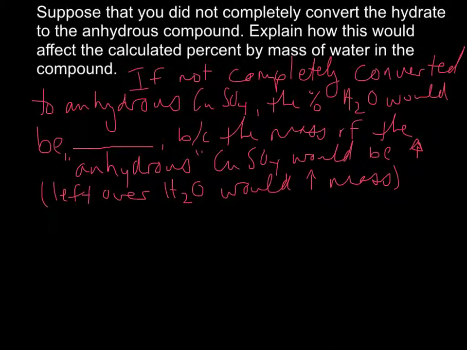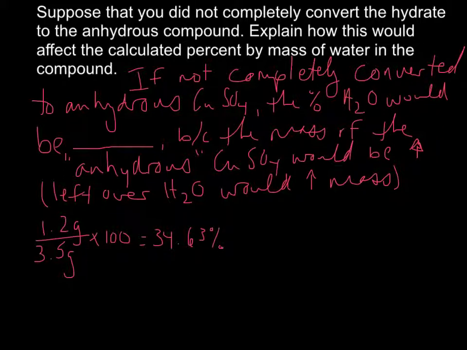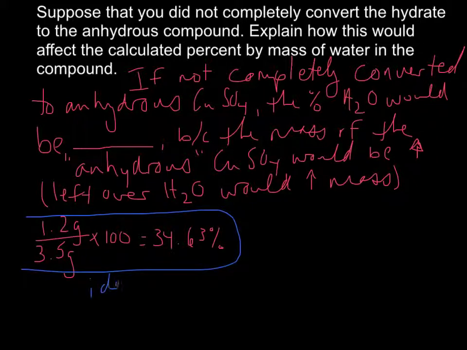So let's look at an example here. Let's say I did this activity and I got 1.2 grams for my mass of water, and my total mass was 3.5 grams. I times by 100, and in an ideal world I got 34.63%. Hey, that's not bad. The ideal answer is 36.08%, which would be the perfect answer, but 34.63 is not bad. So let's label this as our ideal.